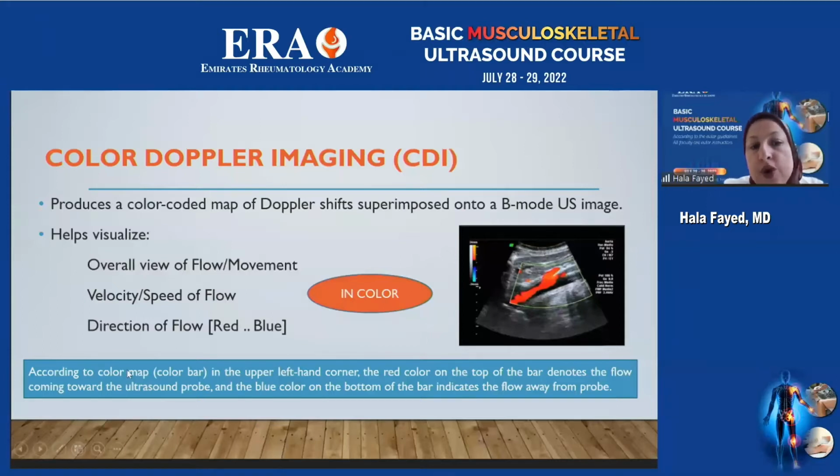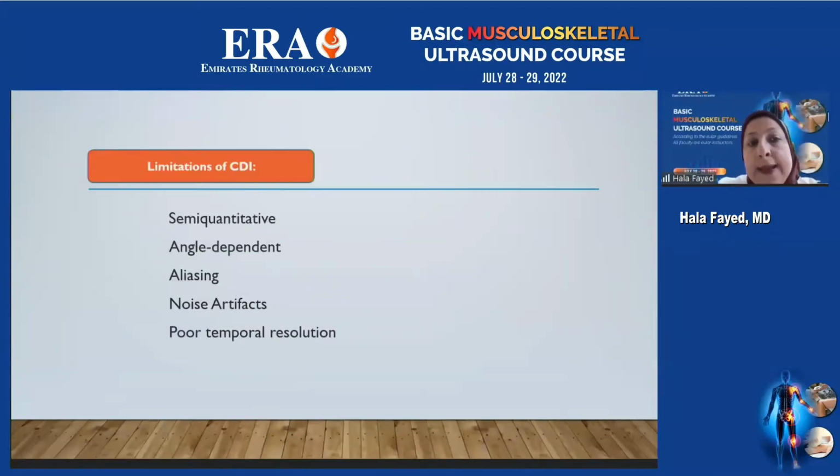And according to the color map in the upper left corner, the red color on the top of the bar denotes the flow coming towards, as we mentioned, and the blue means away from it. So these are the advantages of the color Doppler. So what are the limitations? Actually, it is semi-quantitative. It is angle dependent. It is subject to a Doppler artifact that we'll talk about later called aliasing, and also noise artifacts. Besides, it has poor temporal resolution, that is resolution in relation to time.